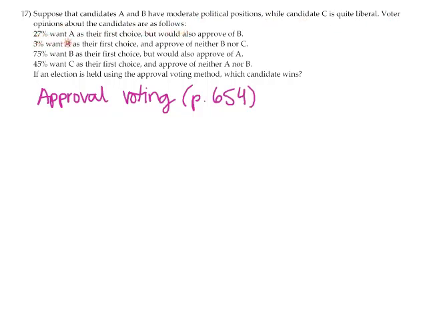So we have 27% want A as their first choice, but would also approve of B. 3% want A as their first choice and approve of neither B nor C. 75% want B as their first choice, but would also approve of A. And 45% want C as their first choice and approve of neither A nor B. So if an election is held using the approval voting method, which candidate wins?